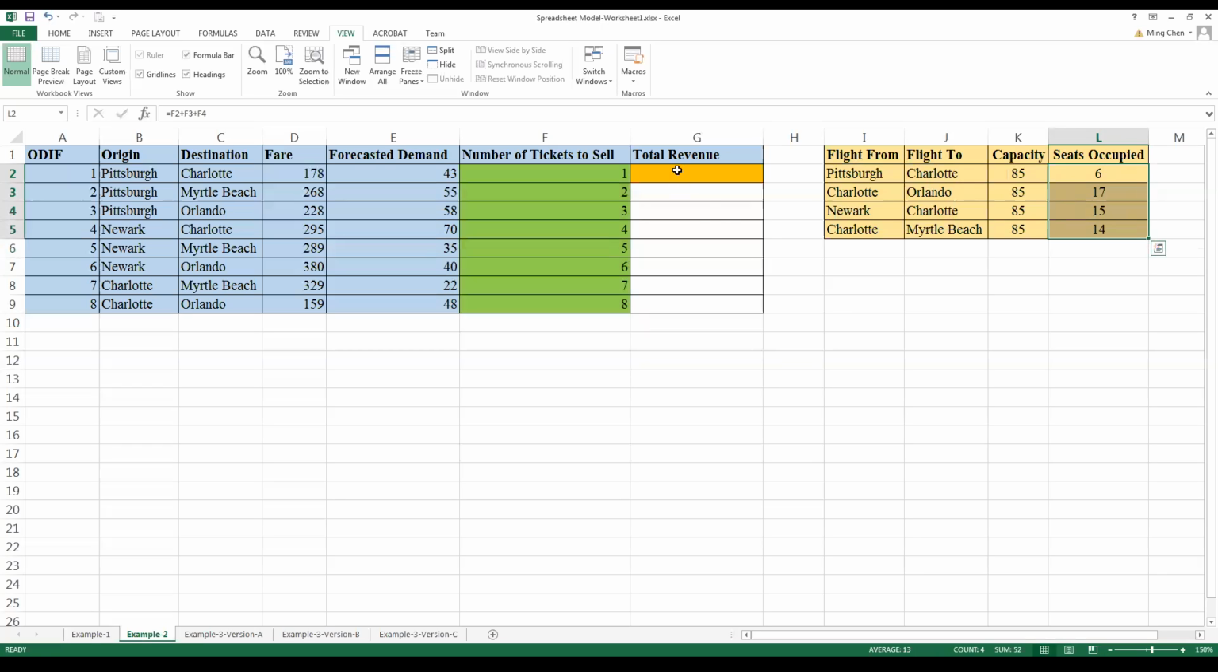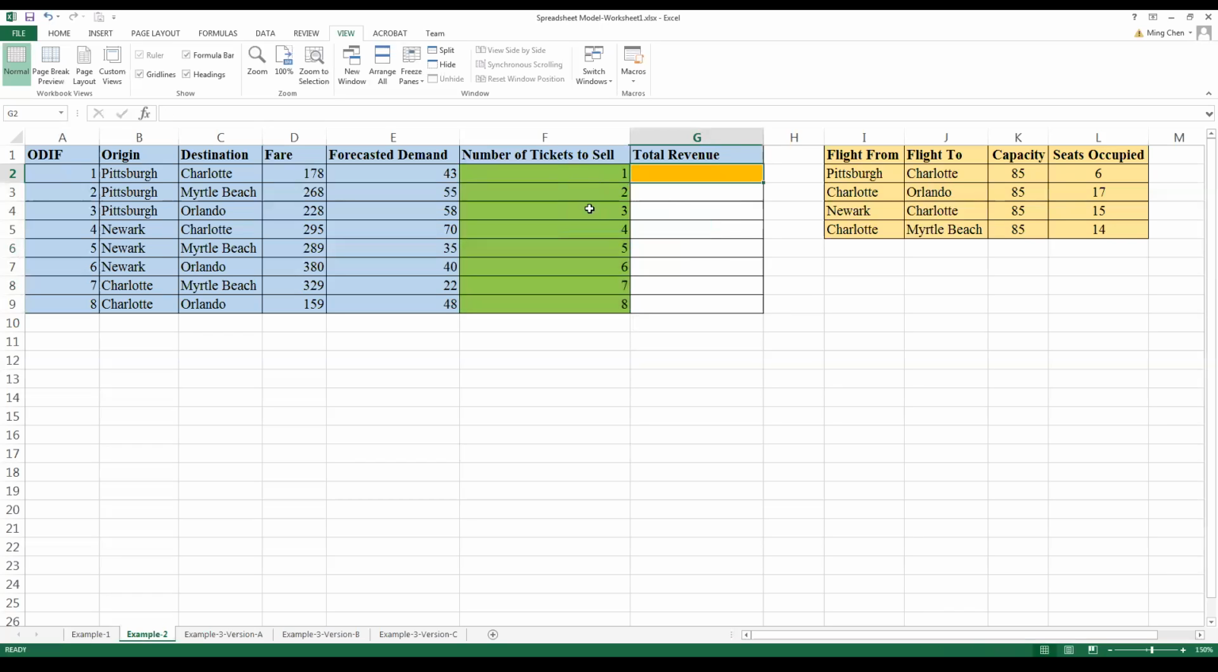The last one we need to fill is the total revenue. So what is total revenue? If we are going to sell 1, 2, 3, 4, 5, 6, 7, 8 tickets to these 8 different OD pairs, based on this current solution, how much money can we make? Of course, we need a formula, because eventually these numbers will be different. Excel will change them. So we have to make sure this number is linked with these numbers.